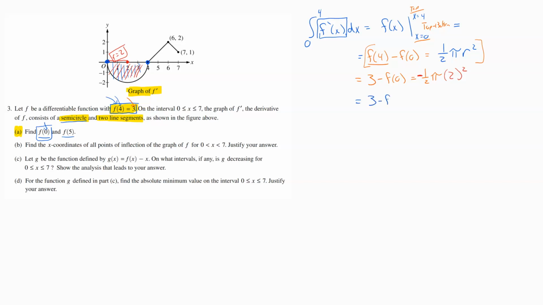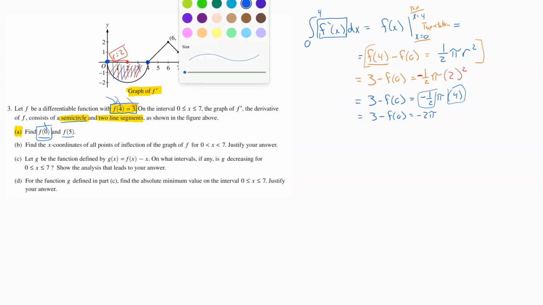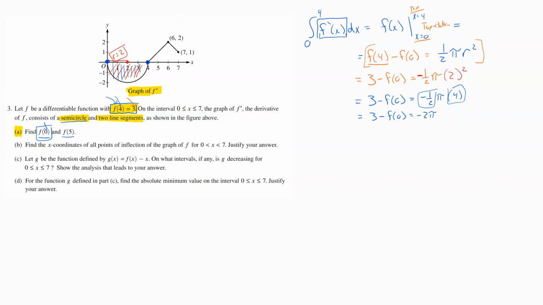We get 3 minus f of 0 is equal to negative 1/2 pi, and then 2 squared would be 4. Keep rocking our algebra here step by step. We get 3 minus f of 0 would be negative 1/2 times 4, which is going to get us negative 2 pi. And now we're just going to move everybody around. We want to get f of 0 by itself.